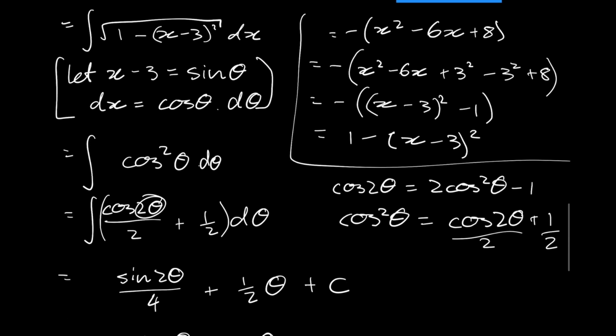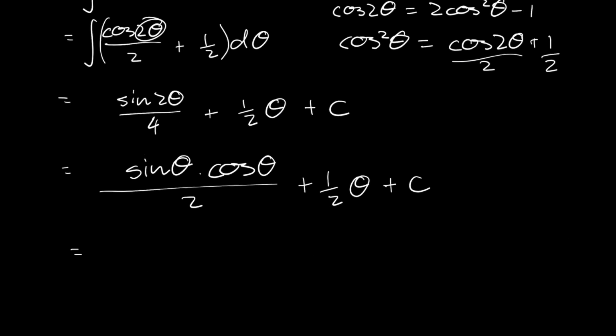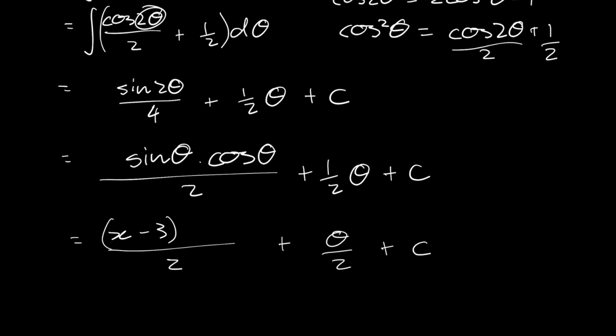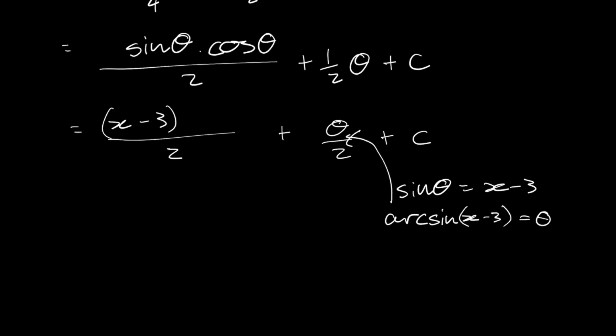Now we originally said that sine of theta is equal to x minus 3. So we can substitute that in over here. We get x minus 3 times cosine of theta over 2 plus theta over 2 plus c. Right, now if we remember this sine of theta being equal to x minus 3, we can actually solve for cosine of theta and for theta. So solving for theta it's much simpler. We just take the arcsine of both sides, so we get the arcsine of x minus 3 is equal to theta. So I can substitute an arcsine of x minus 3 into this term.